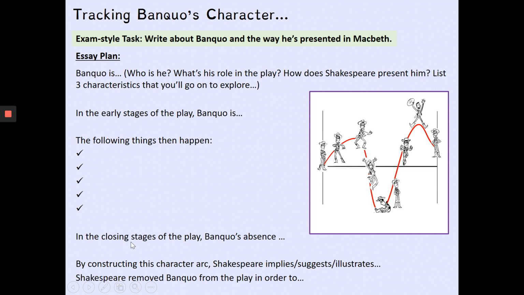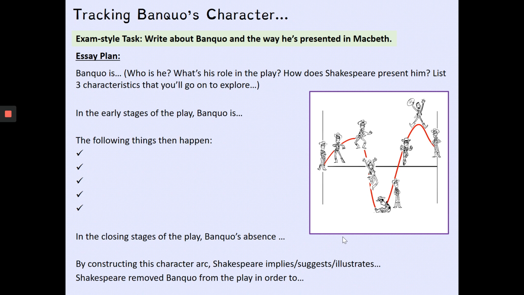Now, we're going to say in the closing stages of the play, Banquo's absence. So here we've already written down that Banquo is dead. That's going to happen possibly here. Then we get the idea of Banquo's ghost returning. But then in the closing stages of the play, Banquo is absent completely. The ghost is absent completely as well. And we might just write down here what we think that absence symbolizes.